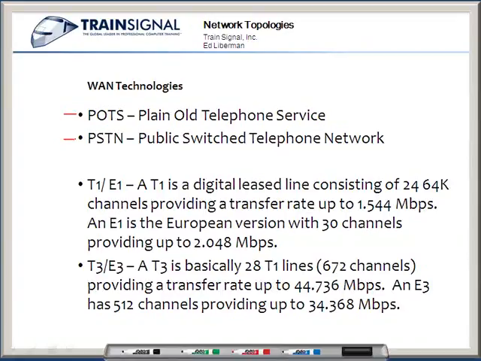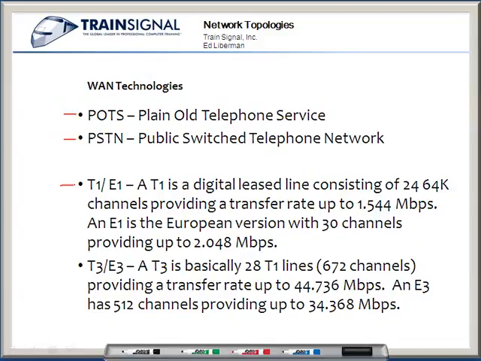and using a modem, an analog modem to go ahead and dial up and connect to other offices. That's one WAN technology, one that we don't see really used anymore, but one that still exists. Another one that we have is the T1 or E1, depending on what country you're in.